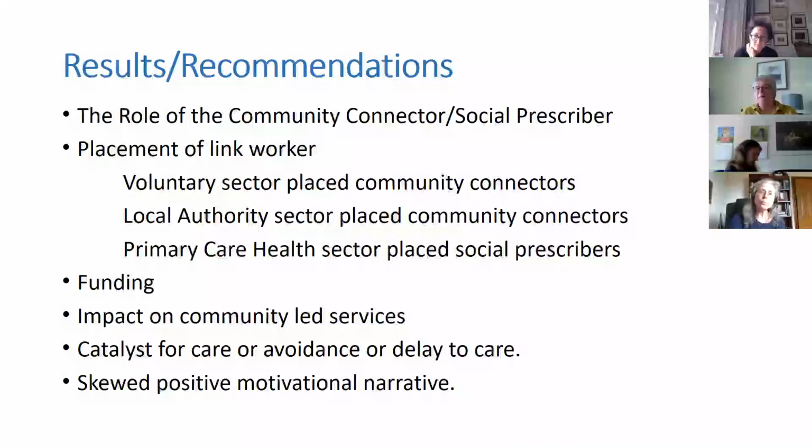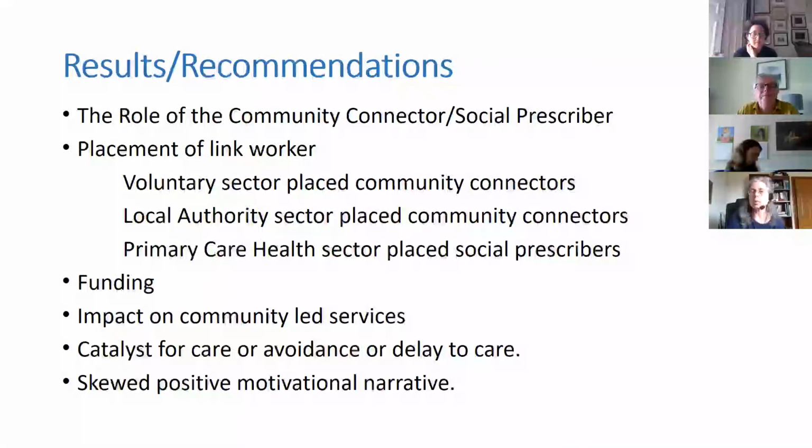So what we found out was the placement of the link worker was really important. When they were in the voluntary sector, there was less governance around the roles. So the link workers were much more agile and responsive. So in terms of learning, that was something that we can take on board: the fewer ties we put on the role, the more effective they can be.